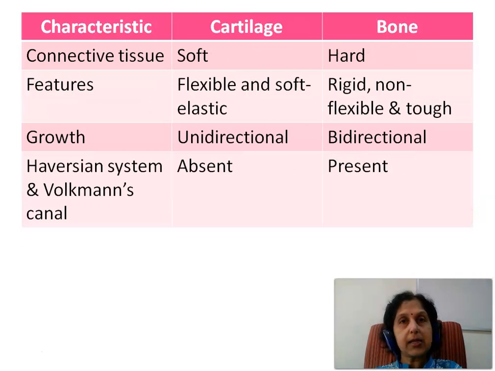Now let us see the differences between histology of cartilage and bone. The connective tissue in cartilage is soft, while in bone it is hard. Cartilage is flexible and soft elastic, while bone is rigid, non-flexible and tough. Cartilage grows unidirectionally, while the bone grows bidirectionally. Haversian system and Folkman's canals are absent in the cartilage, while they are present in the bone tissue.